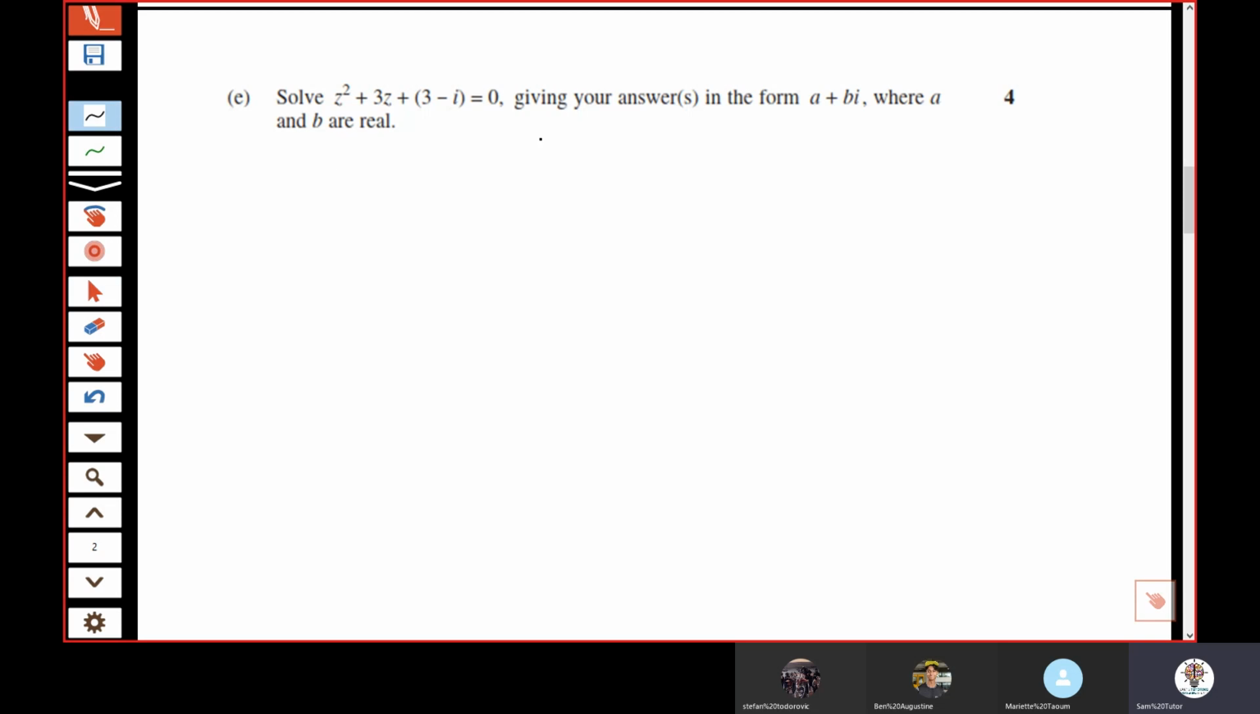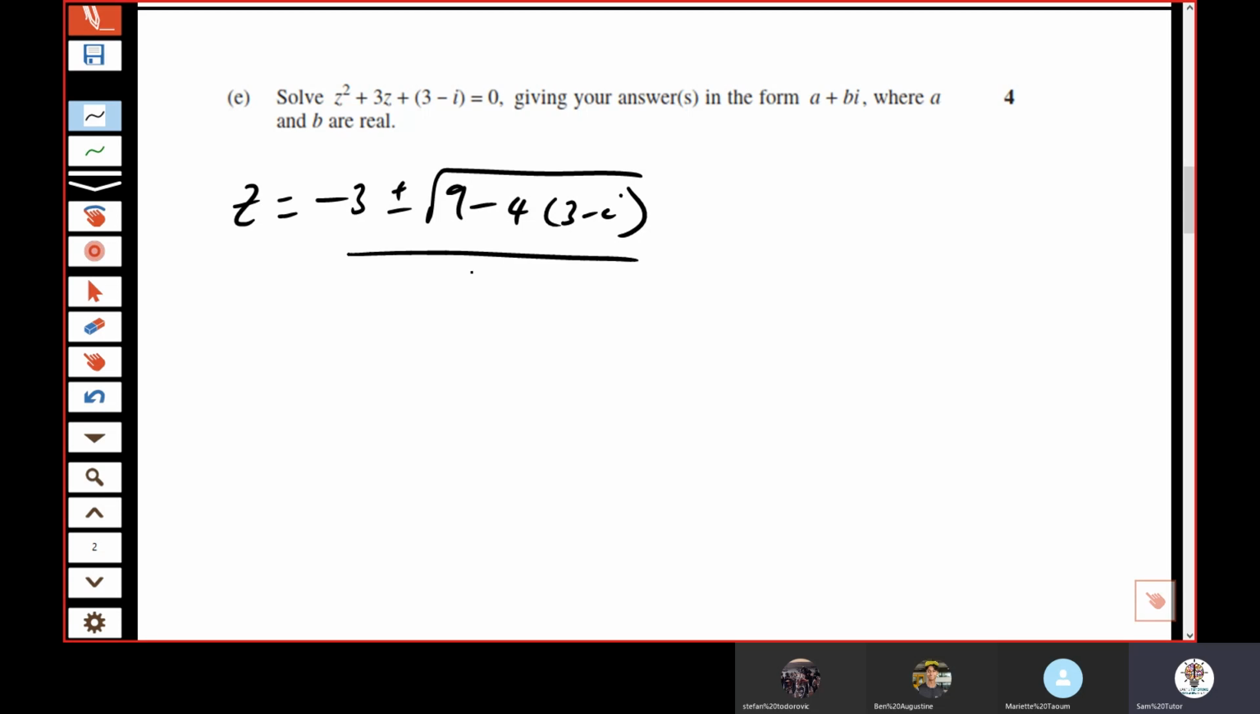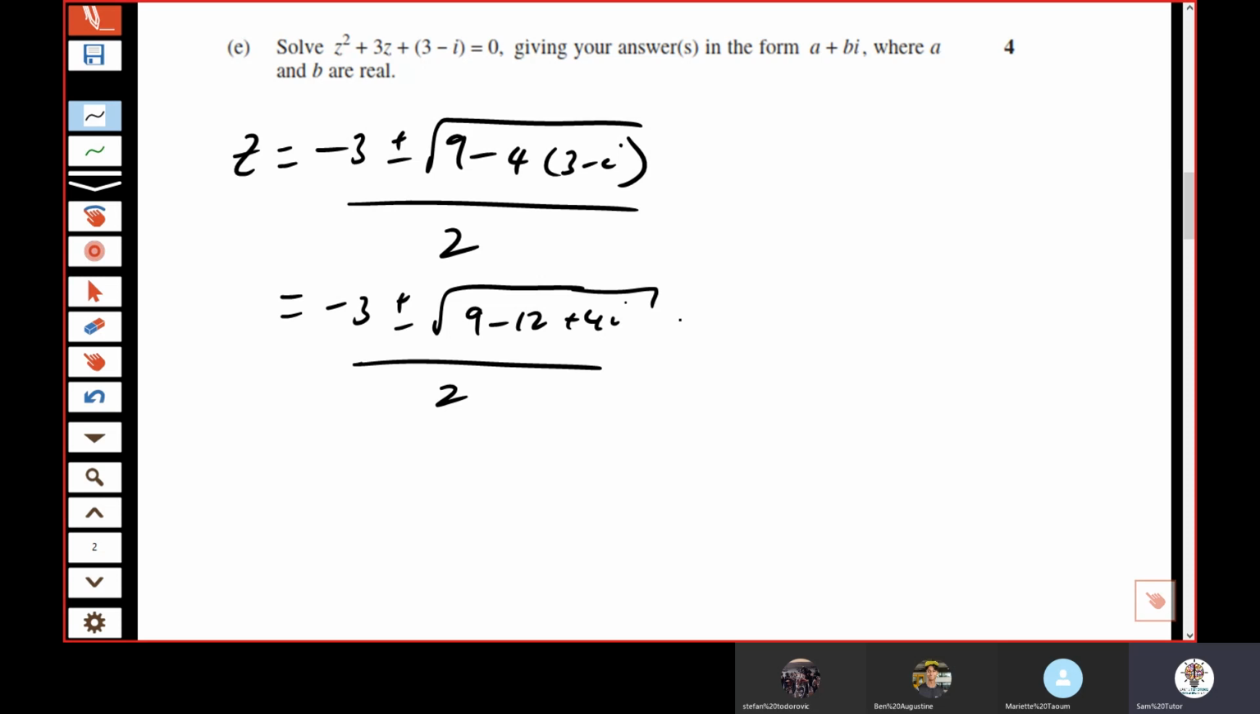Solve z squared. Yeah? Tell me. Z equals minus b plus or minus square root of b squared minus 4ac, all over 2a, which equals negative 3 plus or minus square root of 9 take away 12 plus 4i. Does this look right so far? Okay. So then we end up with this. Negative 3 plus 4i over 2. Is that right?